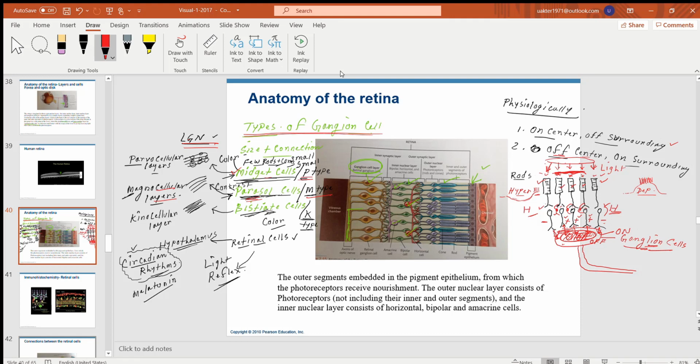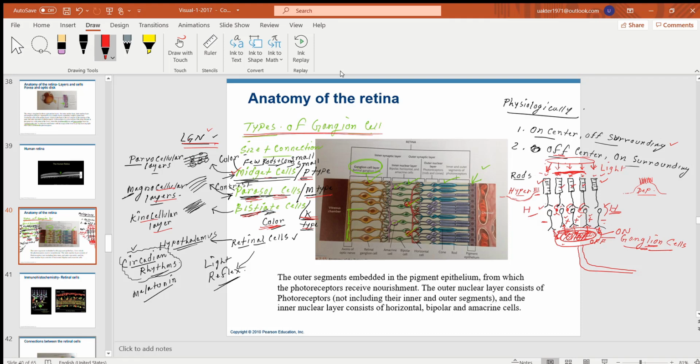And the bistratified cells are very small cells. They are also sensitive to color, and they project to the koniocellular layers of the lateral geniculate nucleus. That's why the cells are also known as K-type. Okay, parasol cells are sensitive to contrast, difference between the light and dark.